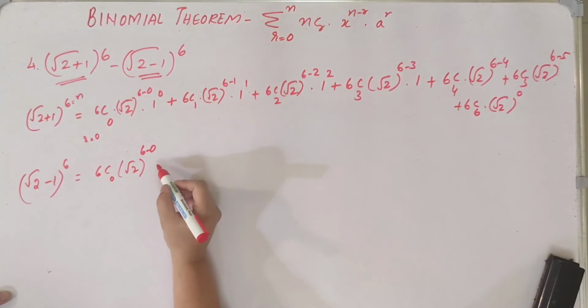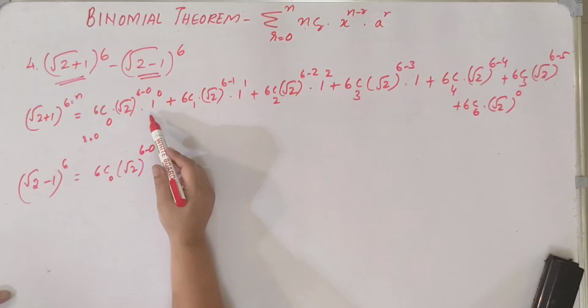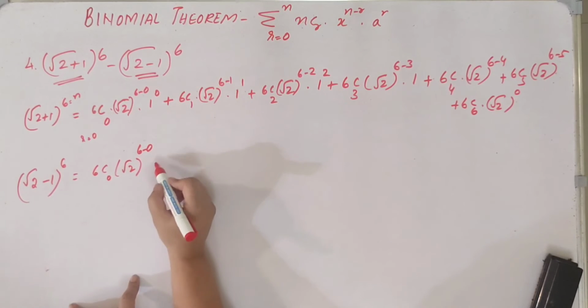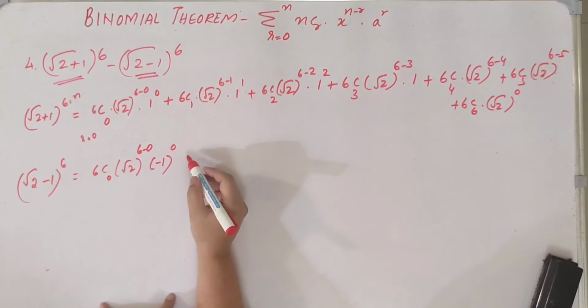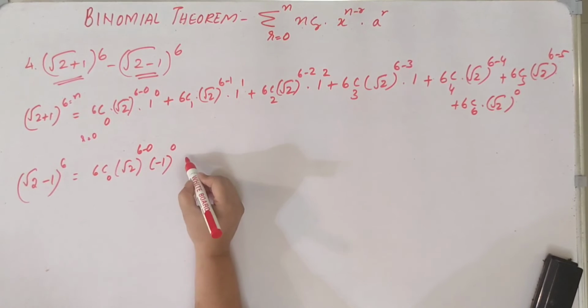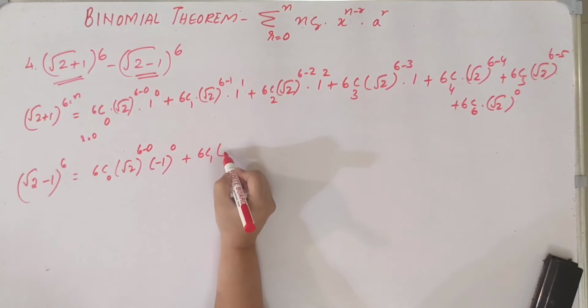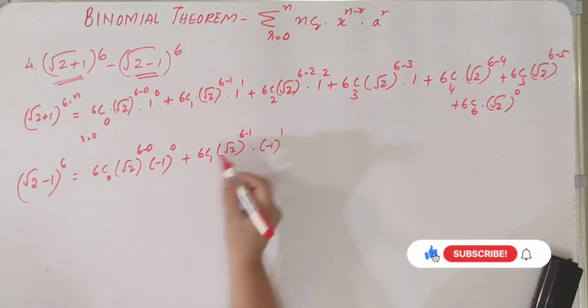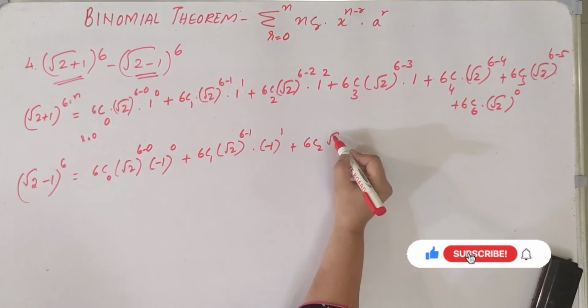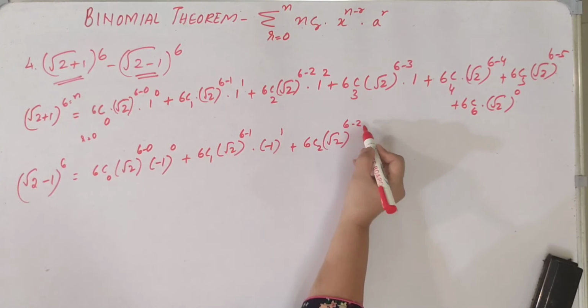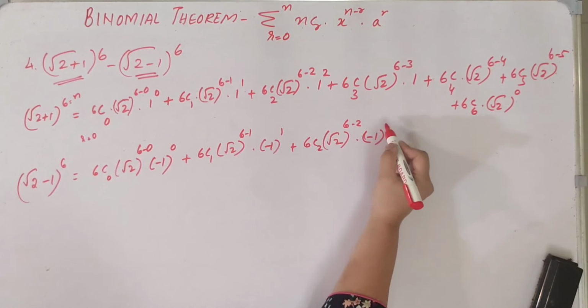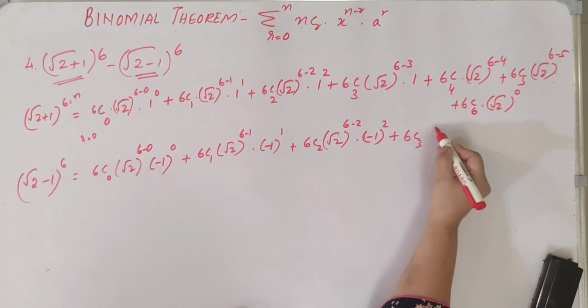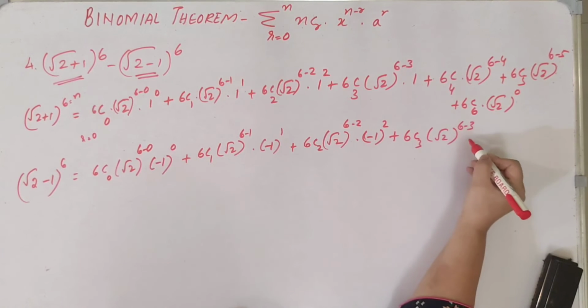Just going to copy it like this. But just remember this negative sign. Whenever the second term is there, we'll put a negative sign. That's the only thing that we will have to be mindful about. Plus 6C1 into root 2 to the power, I'll just copy it, 1 is going to be minus 1. 6C2 into root 2 to the power 6 minus 2 into minus 1 the whole square, plus 6C3 root 2, I'm just copying it.